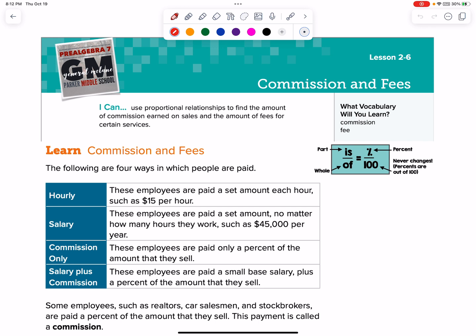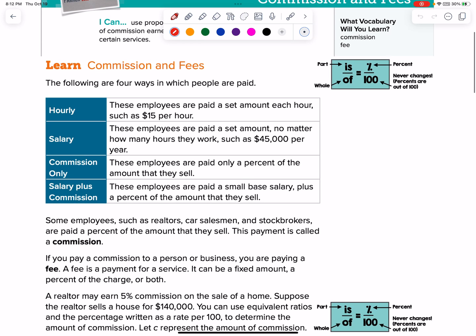This is all about commission and fees, so let's talk about some of this new vocabulary. Your objective is to continue using proportional relationships to find these missing parts in our situations. You've done really, really well with this so far. Let's just stick with the system and follow the tips that I give you, and you'll do fantastic.